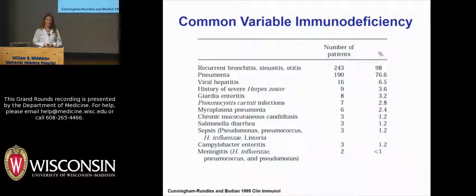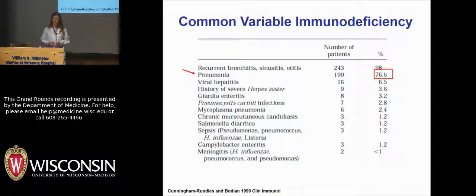What infections do these patients get? These data are taken from Mount Sinai Immunodeficiency Clinic, approximately 250 people. And here what they noted was that the majority of these patients have recurrent bronchitis, sinusitis, or otitis. So recurrent infections in the respiratory tract. And the otitis was primarily in children. So it was 98% of patients had these.